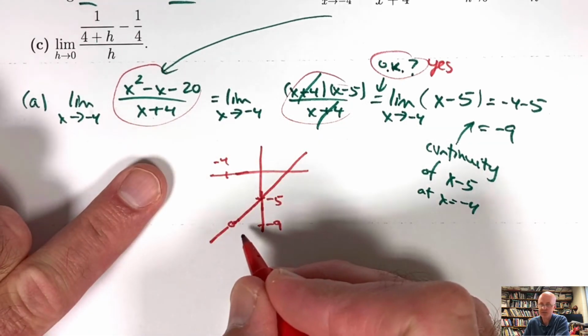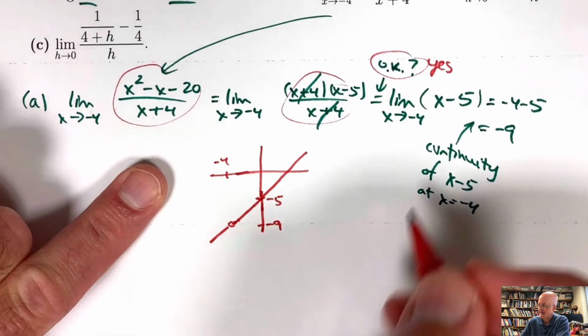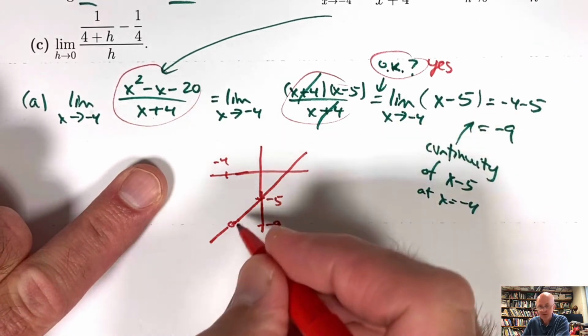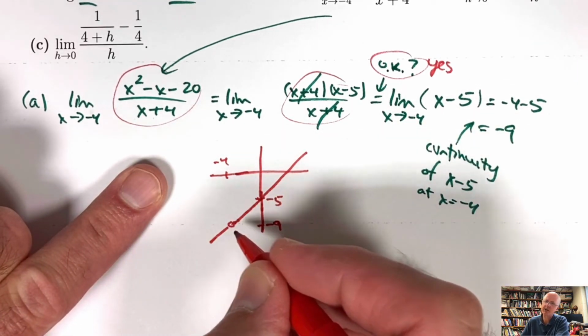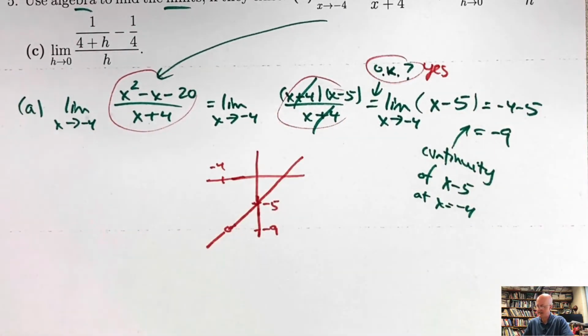It's undefined at -4, no vertical asymptote. The limit does exist and equals -9. This function, x minus 5, would fill in that hole, so to speak. This is what's called a removable discontinuity. Similar things happen with B and C. Let's go ahead and just do the algebra without talking about graphs.